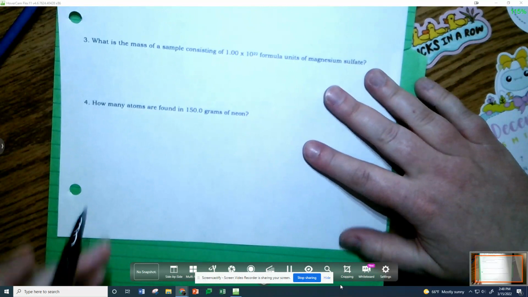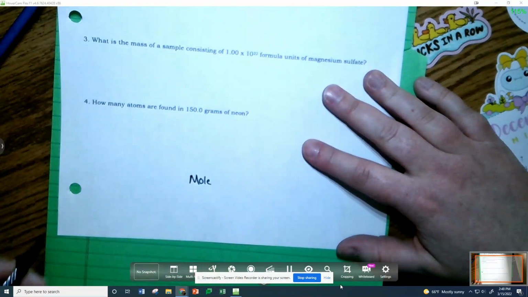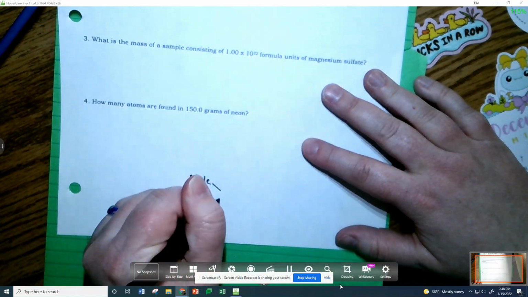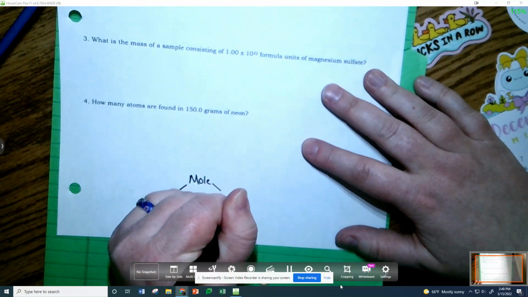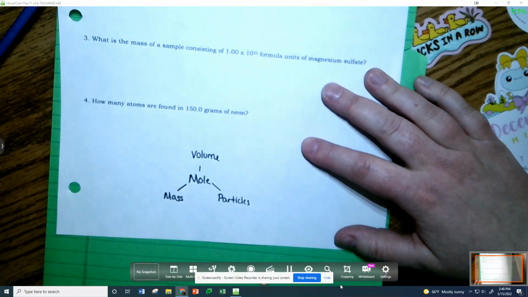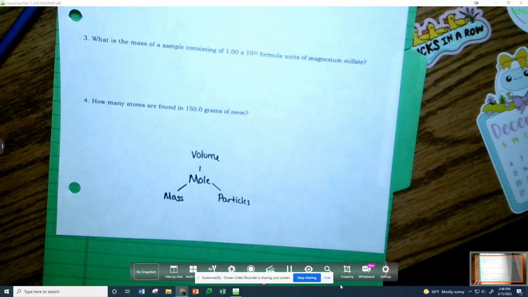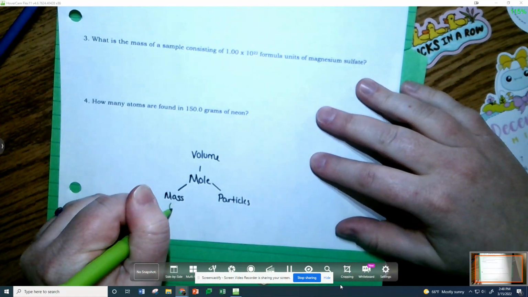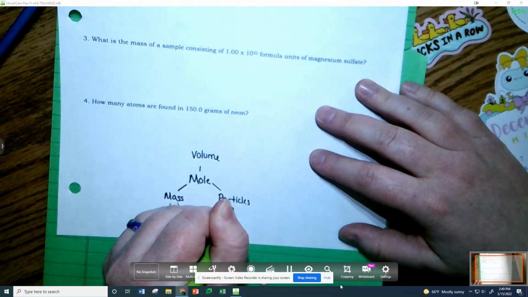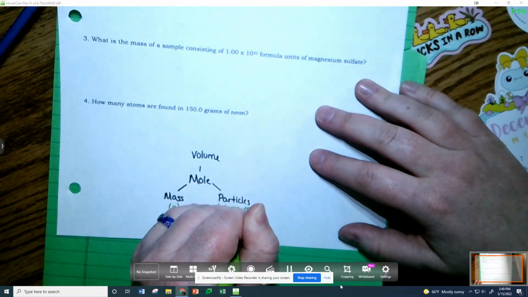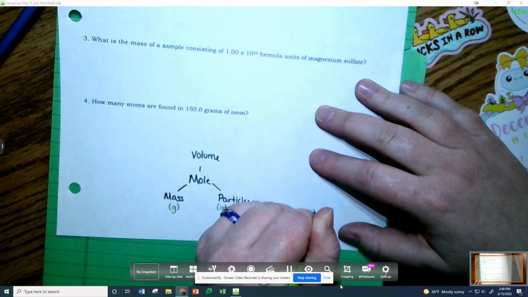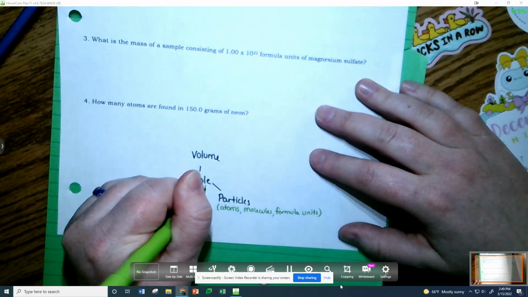So yesterday we started with the mole and we connected it with two conversions. We connected it to mass and we connected it to particles. There's a third connection, which is volume. We'll talk more about volume later on. A couple things I want to point out is units for this. So mass is always going to be a unit in grams. Particles, we have three options. We have atoms, molecules, or formula units. And again, mole is measured in a mole.